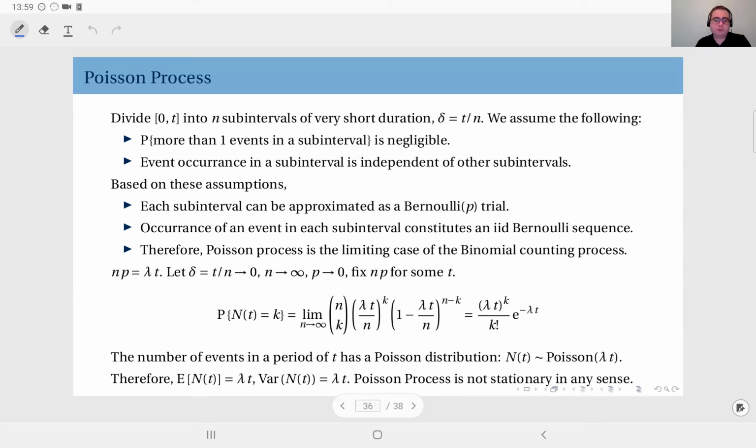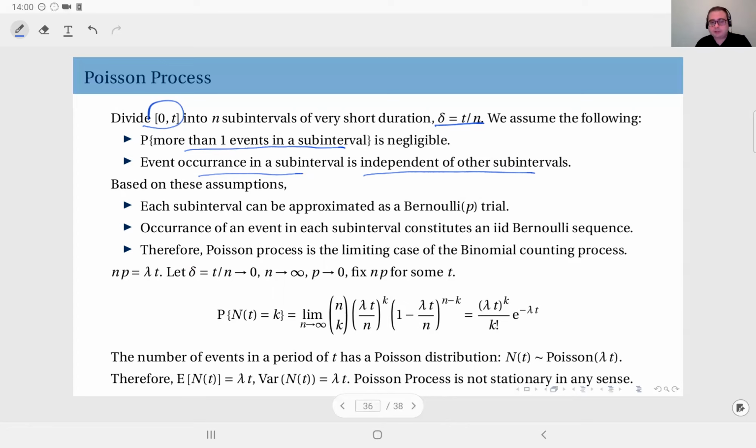So what we do is going to be more or less the same as what we did with the Poisson random variable. We'll just divide the interval 0 to t into n subintervals of very short duration, delta equals t over n. N will go to infinity, so delta will go to 0. And we will assume the following. More than one event in a subinterval is negligible. So it's either 0 events or exactly 1 event. And event occurrence in one subinterval is independent of all others. Okay, so every time instant is independent of other time instants, whether an arrival or an event occurs or not. That's independent for all time instants.